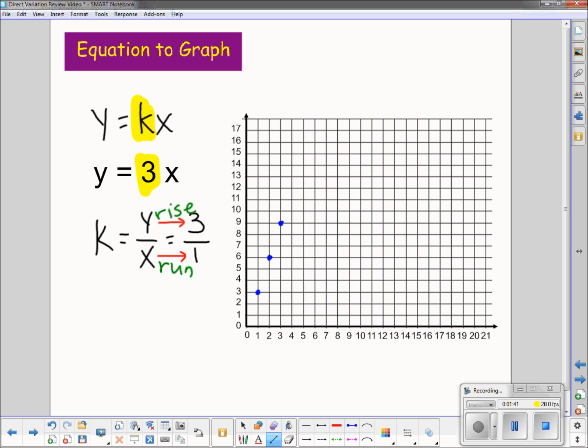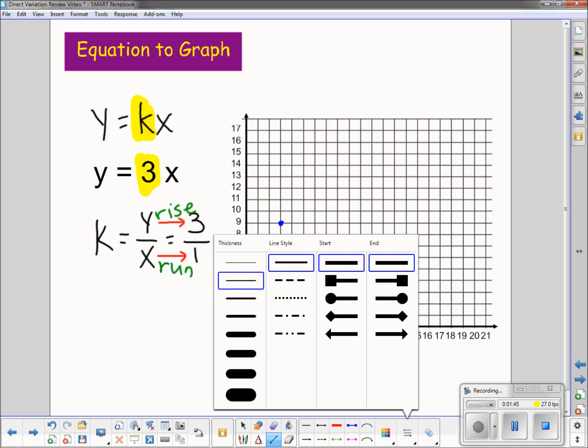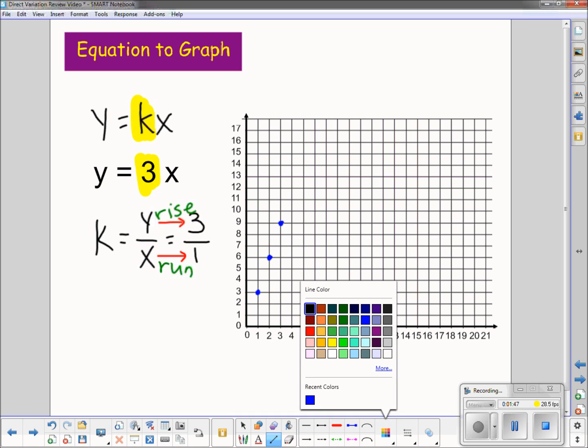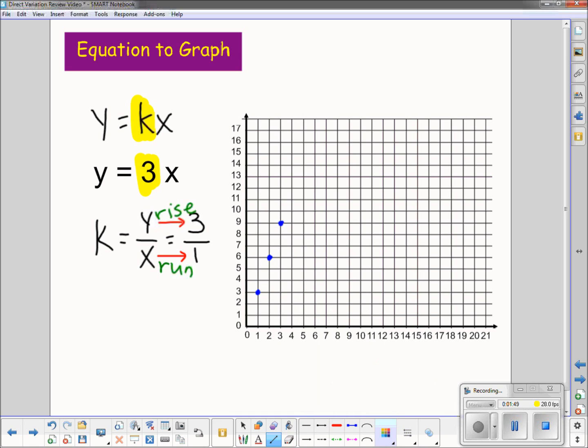The whole point of graphing, though, is to create a straight line. And in order to create a straight line, I only need 2 points. I could have as many as I want, but 2 points is the minimum number of points that I need in order to create a straight line.